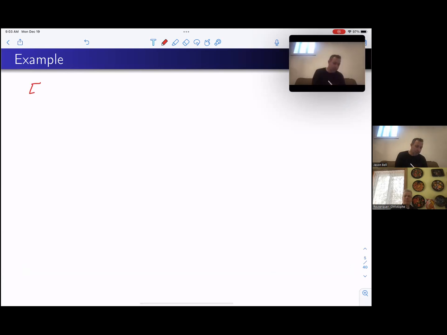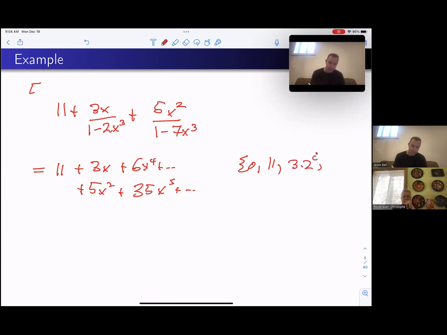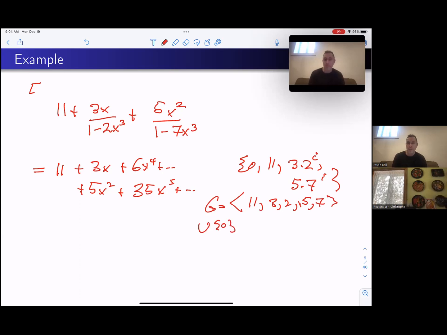So let me just do an example. If we look at something like this, then you can see, if you look at expanding this, you can convince yourself that the coefficients are either going to be 0, 1, or a power of 3 times 2 to the i, or a power of 5 times 7 to the i. And this is going to lie in the group generated by, what, 2, 3, 5, 7, or it's going to be 0. So we can work with something like this.